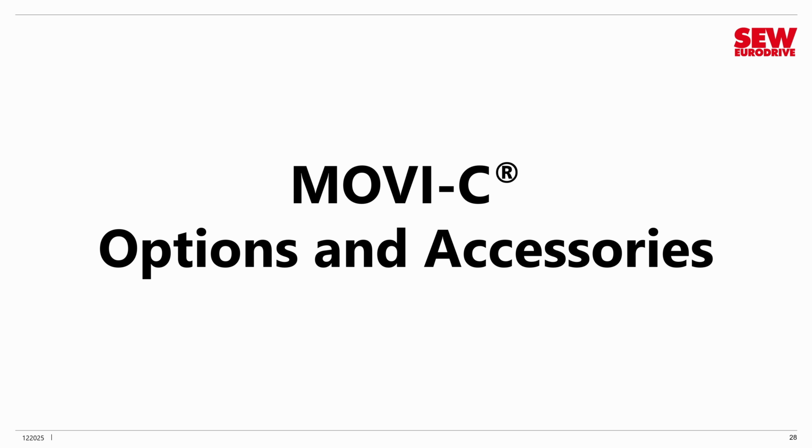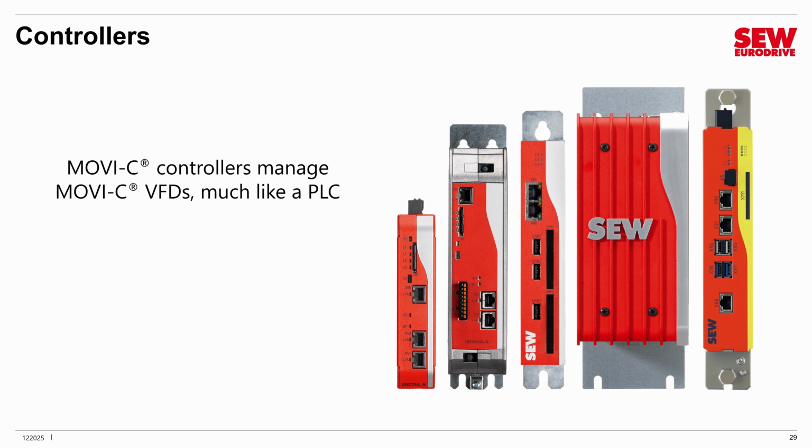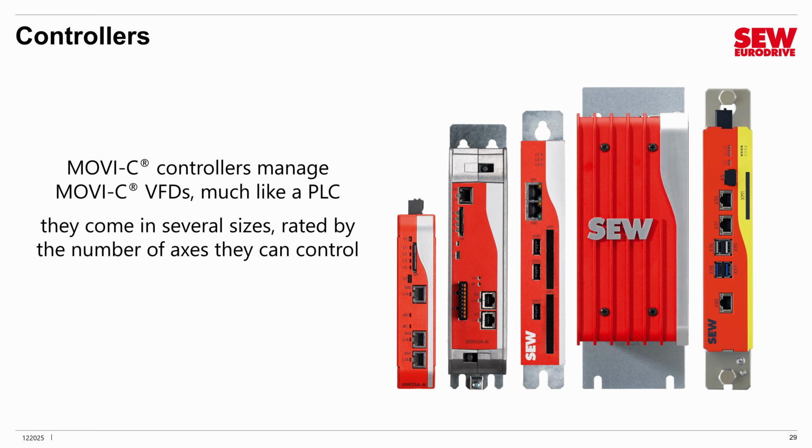We're going to just skim through some of the common ones. We'll start with the controllers. MOVI-C controllers manage MOVI-C VFDs. They work much like PLCs, so you could think of them as small PLCs if you like. They come in several sizes. You see them here. The smallest is on the left. The most powerful is on the right.